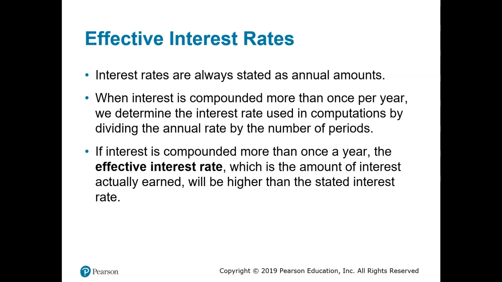What happens with this is that it gets a little tricky. Interest rates are always stated as an annual amount. And when the interest is compounded more than once a year, we have to figure out what that interest rate is in order to compute the amount of interest. So like I said, with 12 months compounded monthly, if you had a 12% interest for the year, then it would be 1% for each of the 12. And since you're compounding, you're actually earning more than the annual amount. So if you compound 12% monthly, you'll end up getting a return that's higher than 12%.